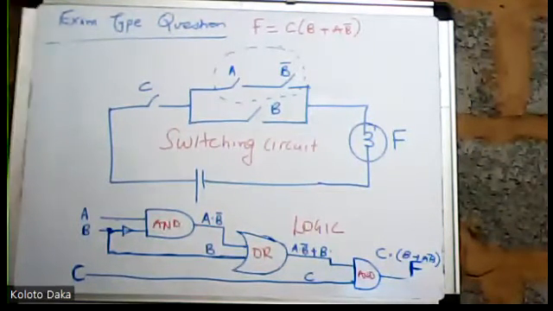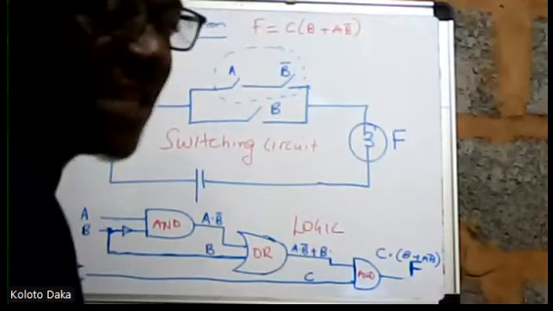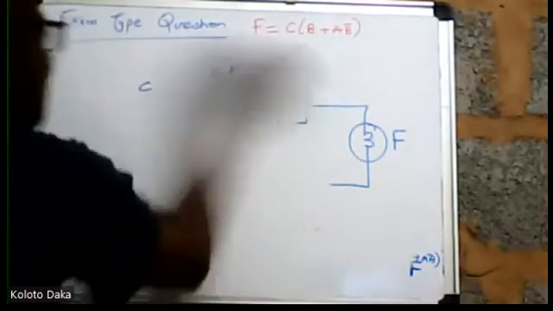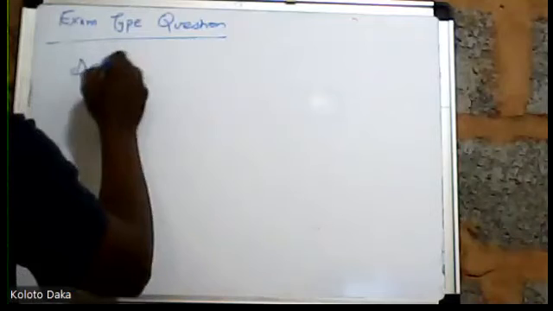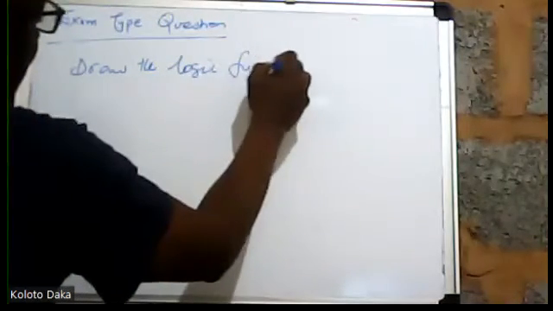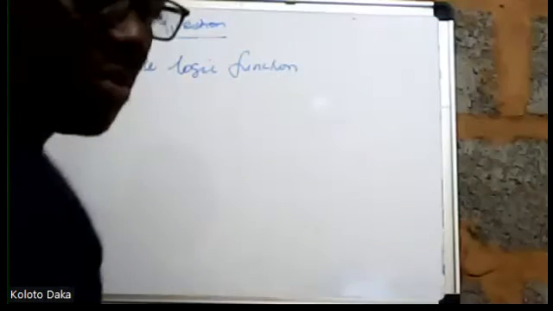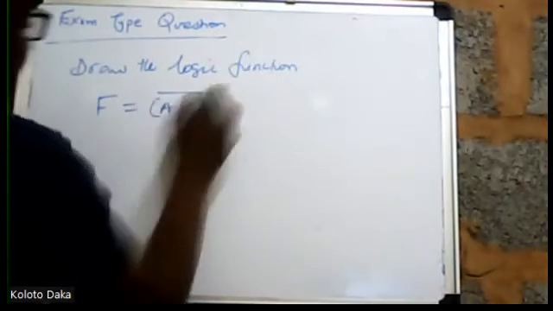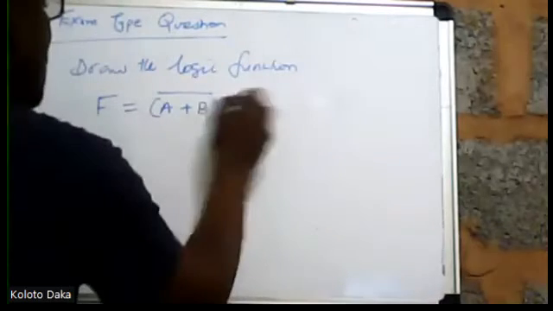Yes, sir. We proceed. Let me do the last one on question 5, where the question just says, draw the logic function. Draw the logic function of F is equal to (A plus B) bar multiplied by C.